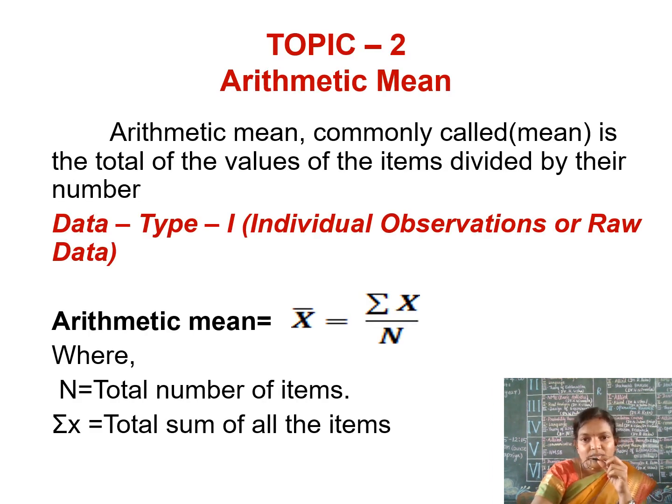The first thing is the arithmetic mean, which is a very important basic calculation of statistical analysis. The arithmetic mean is also called the average, simply AM. The symbol for arithmetic mean is X bar. There are three types of data involved here: individual, discrete and continuous series. The formula for individual observations is summation X by N. Here N is the total number of items given in our question. Summation X is the total of the values.